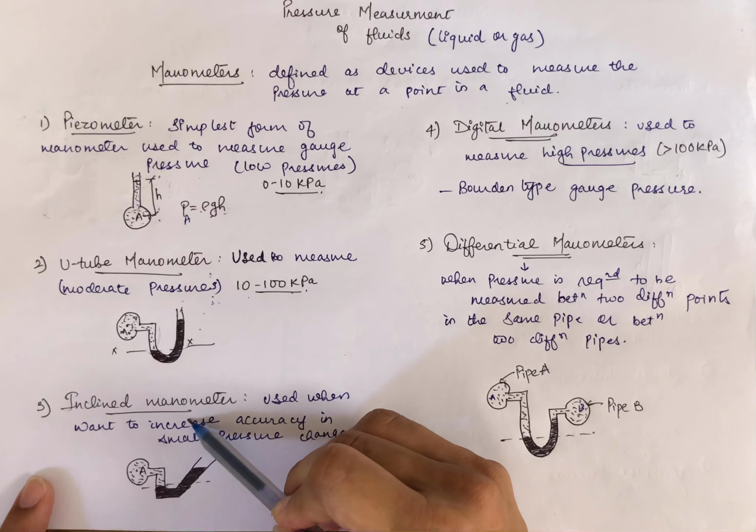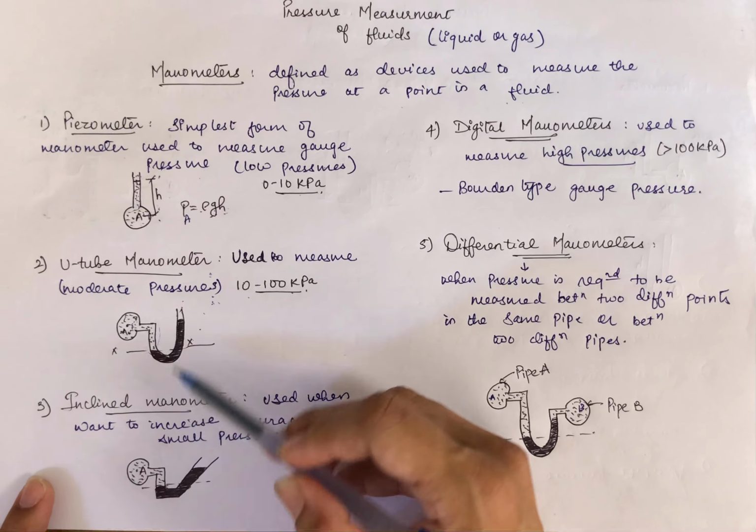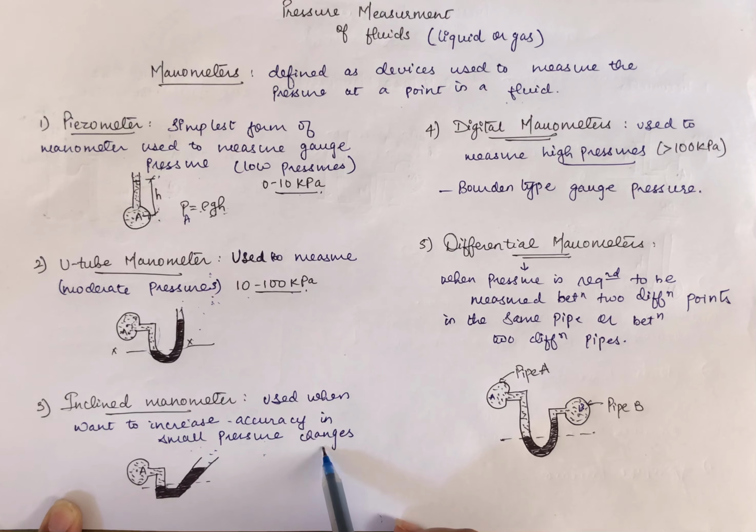Then coming to inclined manometers. Inclined manometers are similar to the U-tube manometer with a small change: the other limb, or the other end of the glass tube which is open to atmosphere, is inclined at some angle, and this has been done in order to increase the accuracy of small pressure changes. So when we want to measure small pressure changes very accurately, we can go for an inclined manometer.